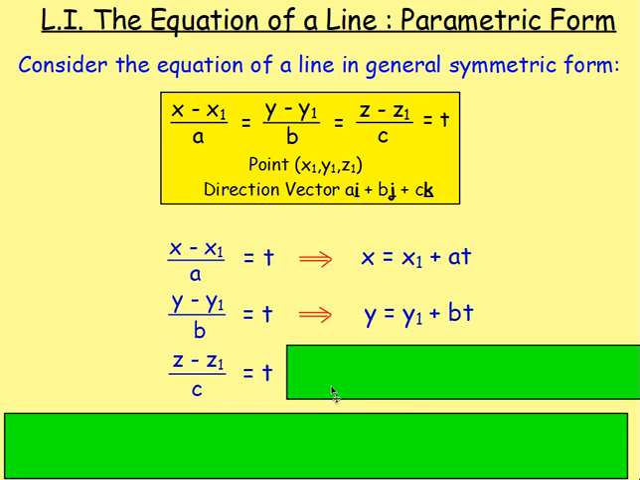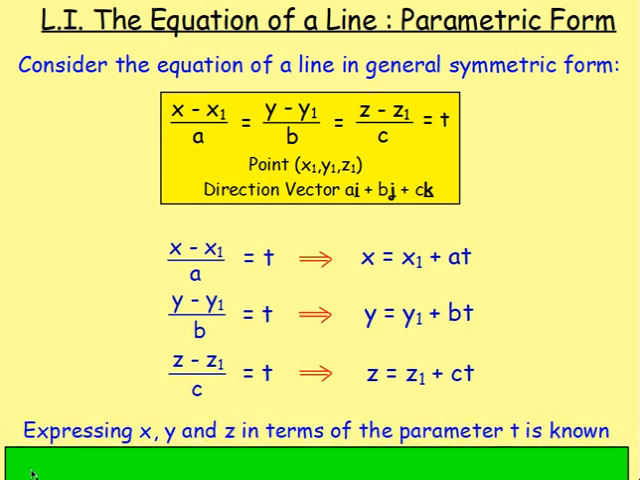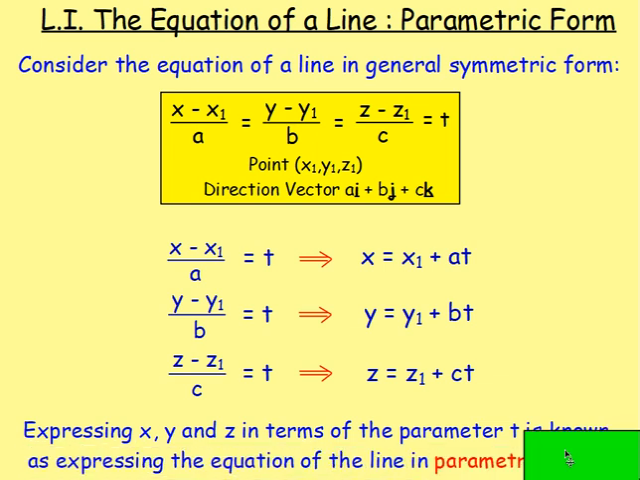And finally, with z take away z1 over c equals t, we can rearrange that to say that z would equal, multiply both sides by c, so we'd have ct on the other side, and then add z1 to both sides as well, so z would be equal to z1 plus ct. You can see that what we have done is we have rearranged this and we have expressed our x, y, and our z in terms of the parameter t. And if we do that, it is known as expressing the equation of the line in parametric form. So that is when you will have x equals, y equals, and z equals, and on the other side it will be in terms of the parameter t.